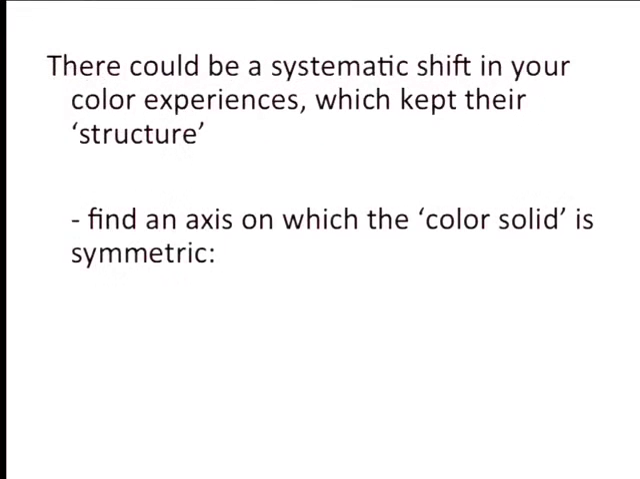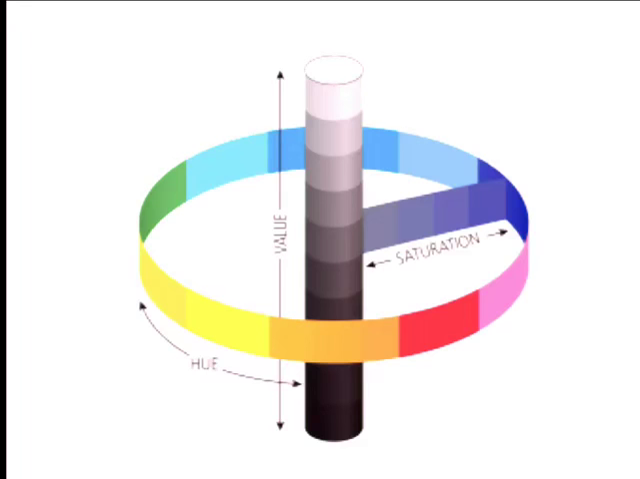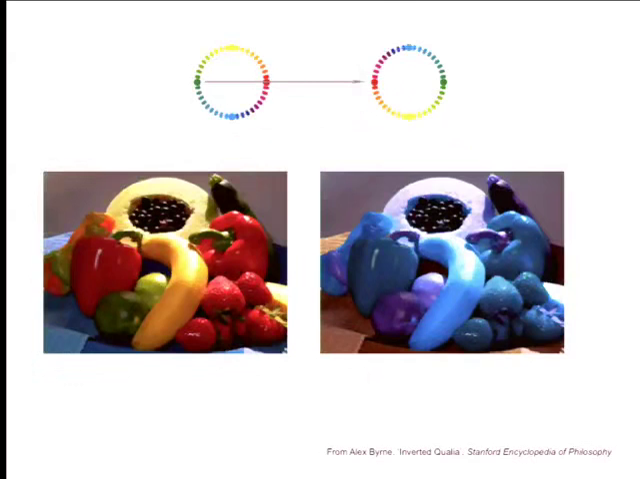So the general point here is that there's something systematic about the colours, and there could be a systematic shift in which colour sensations you and I are having, which keeps our structure. So you think of all the colours being arranged like this, then you could find an axis about which the colours are symmetric, and then just map them so that what you get when you look at the scene on the left is the same as what I get when I look at the scene on the right. You see what I mean?